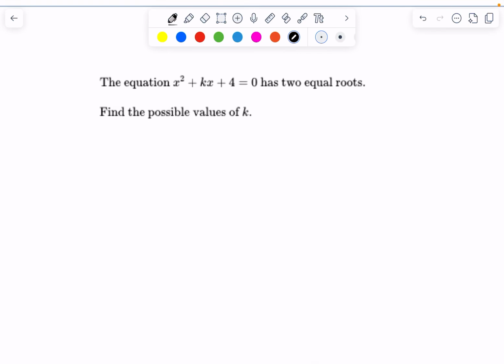Okay, I am being asked this question. It says the equation x squared plus kx plus 4 has two equal roots. Find the possible values of k.